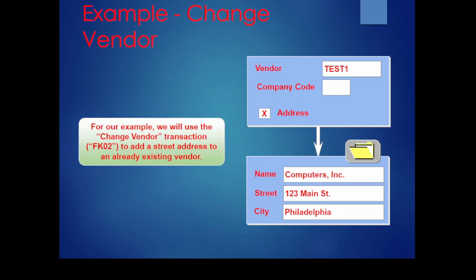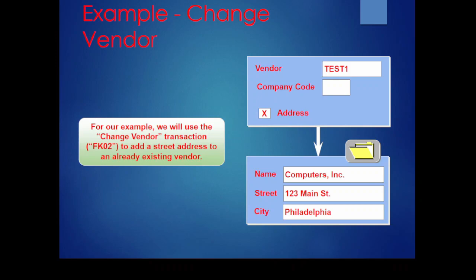If we give an example of a vendor for this case, we will use the change vendor transaction FK02 to add a street address to an already existing vendor. To demonstrate the use of data, we will walk through the change vendor example. Ultimately, we want to perform batch input to change an already existing vendor record.